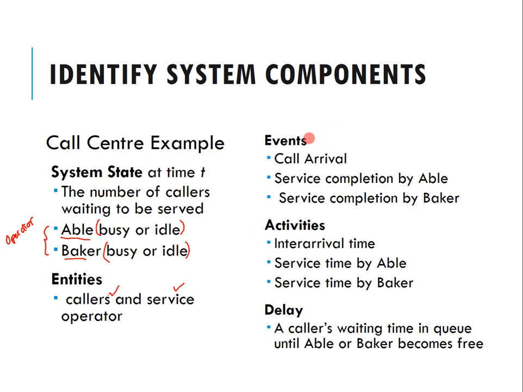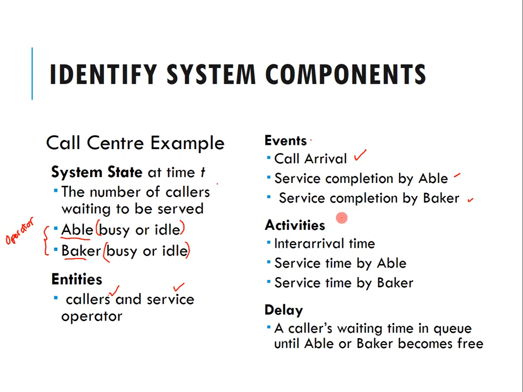An event is something that changes the system state. An example is call arrival. Once the caller makes the call, there is a call arrival. It will change the number of callers waiting to be served. It can change the state of the operator, being busy or idle. Then service completion by Able and also service completion by Baker. This will also change the number of callers in the system, or the callers already in the queue.